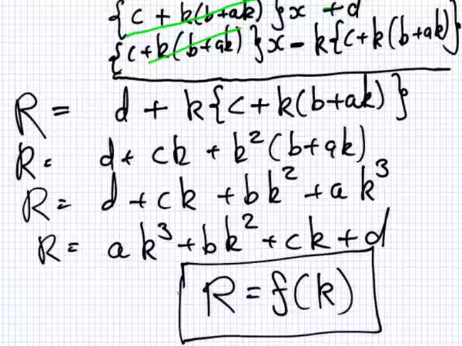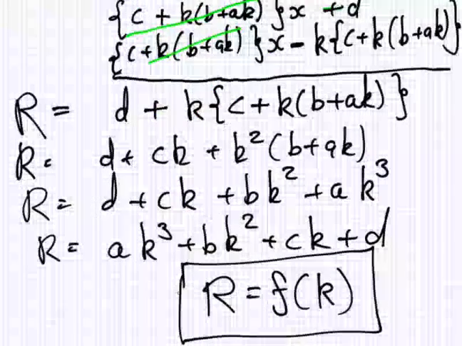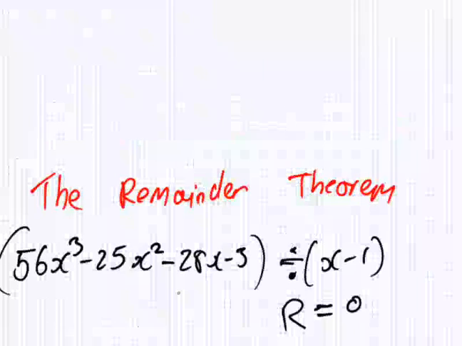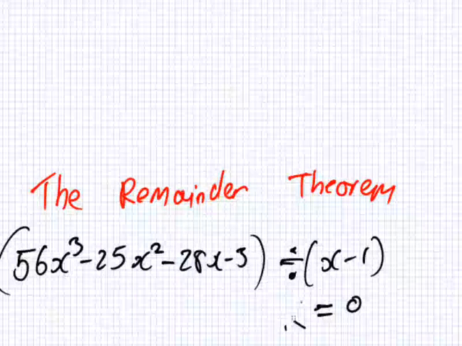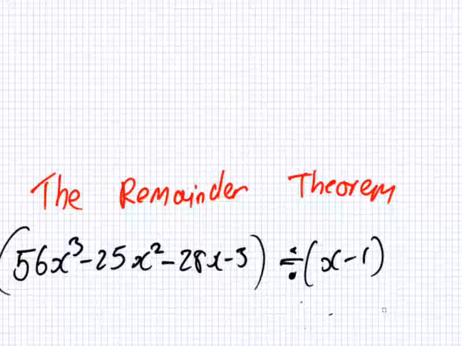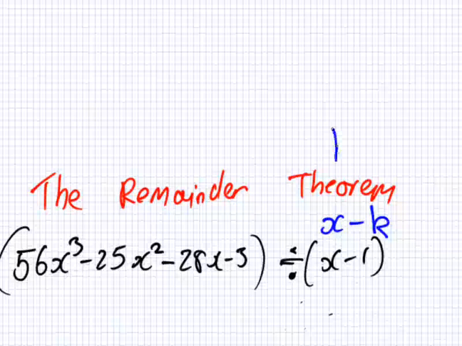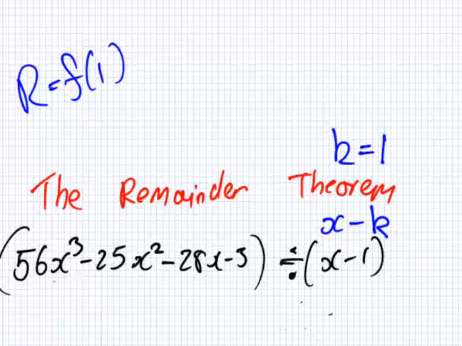So let's subtract. So again, this will cancel with this, and I'm left with the remainder equals d plus k(c plus k(b plus ak)). So you might think that's not so great. So this is the formula for the remainder.